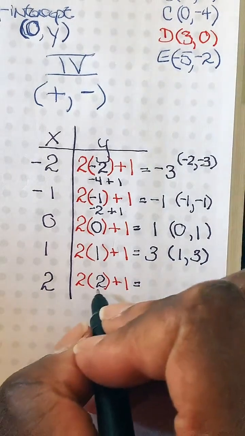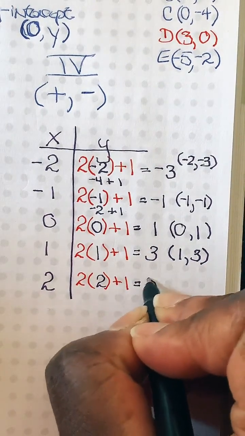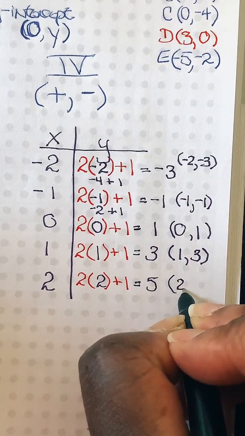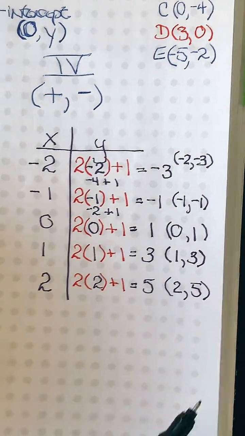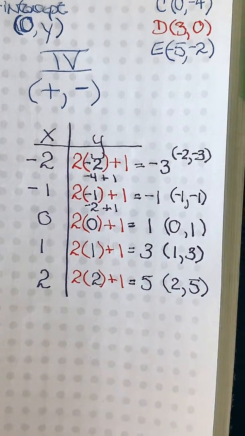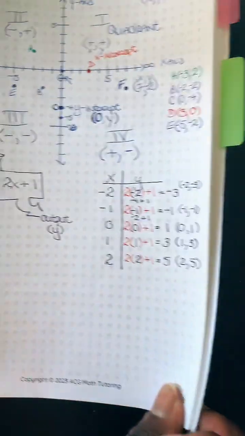So here we got our 5. So our order pair is going to be 2, 5. So you basically learned how, let me unzoom a little bit, just so we can get it all in.